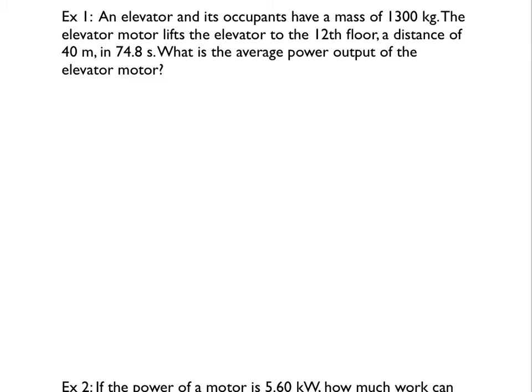Now let's do an example. An elevator and its occupants have a mass of 1,300 kilograms. The elevator motor lifts the elevator to the 12th floor, a distance of 40 meters in 74.8 seconds. What is the average power output of the elevator motor? So first thing, let's write down our givens. Okay, so in this case, we want to calculate power.